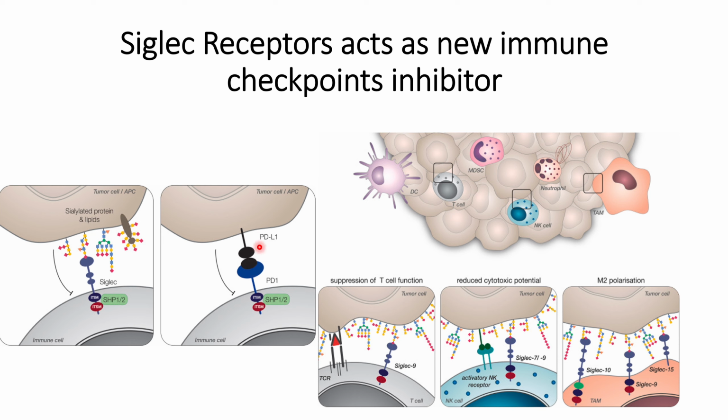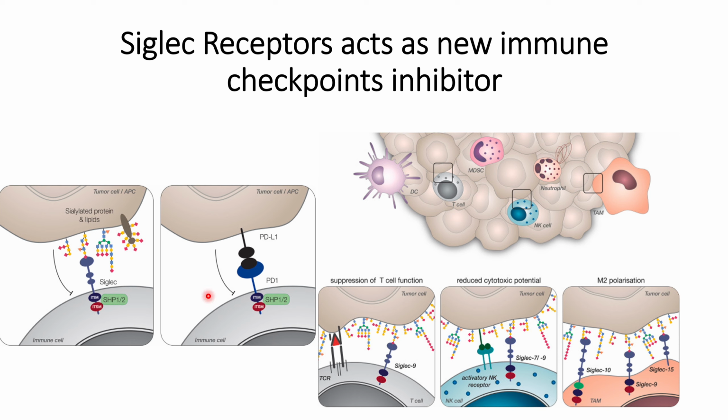The figure on the left-hand side is a comparison with the checkpoint inhibitor that has been identified as PDL1, and they compared how this checkpoint inhibitor's function is correlated with the Siglec receptor inhibitor function. In the case of the checkpoint inhibitor, PDL1 expressed on the tumor cells interacts with PD1 receptors on the immune cells and triggers phosphorylation that leads to the deactivation of the T cells.